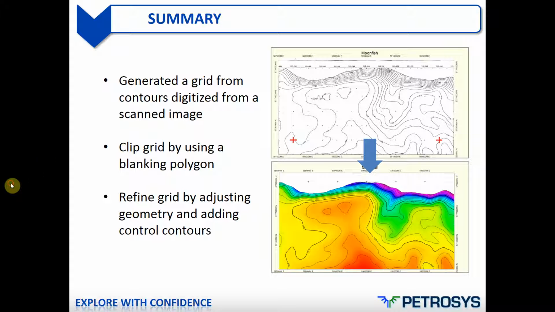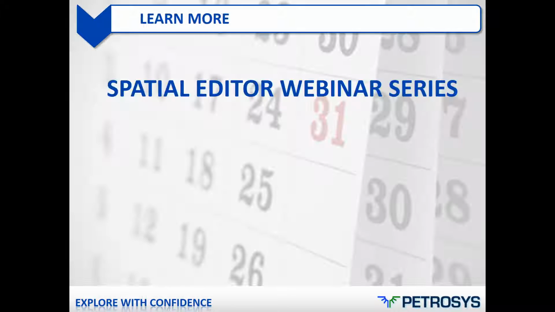In today's webinar, you learned how to generate a grid from contours that you digitized from a scan image, also how to clip the grid by using a blanking polygon, and how also to refine the grid by adjusting the geometry and adding additional contours.